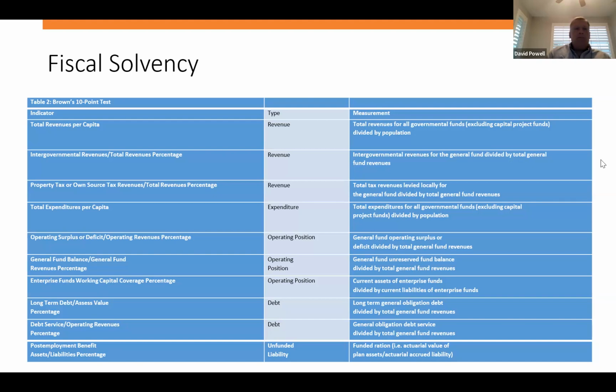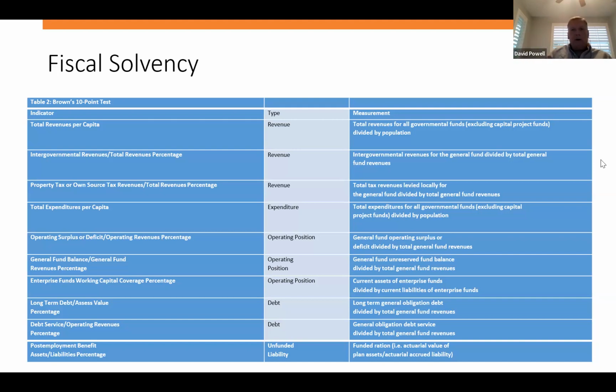In Brown's 10-point test, he introduces us to several different ratios that can be used to assess fiscal solvency. The first indicator, the first ratio, is what he calls a revenue ratio. It's a really simple calculation where we take total revenues per capita. So we take the total amount of revenue for all of the governmental funds in the annual comprehensive financial report, with the exclusion of capital projects, because capital projects are already earmarked for those capital projects.